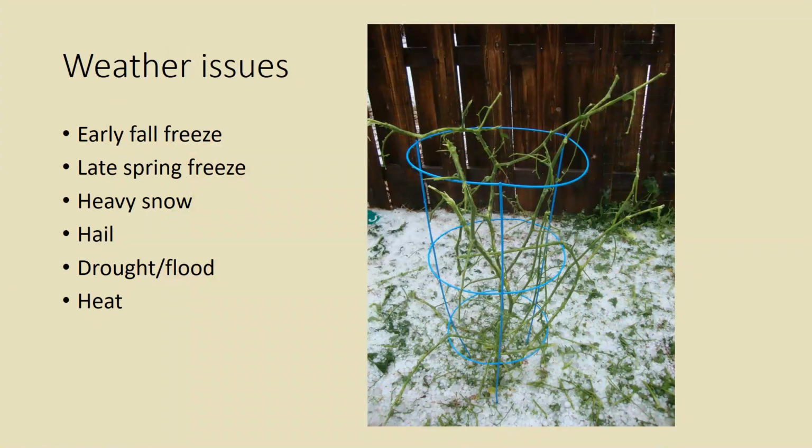We know weather can wreak havoc with plants because we've seen it. Sometimes we lose a crop of lettuce or tomatoes due to hail. And sometimes there are longer lasting effects depending on the plant and the weather event.